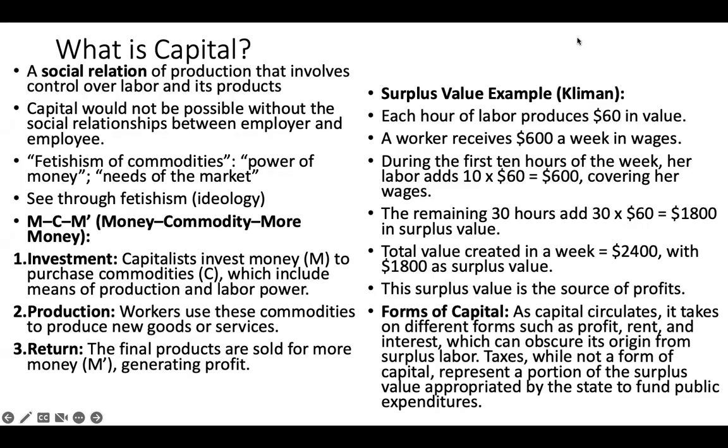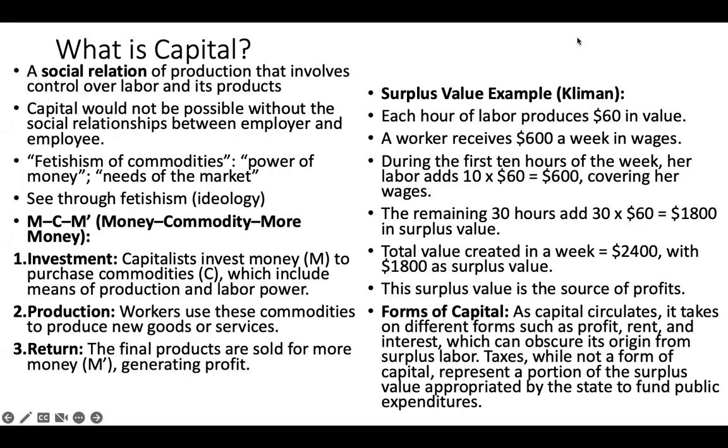But again, he's saying that the creation of capital can only take place under a very specific set of social circumstances, and the social circumstances is basically what I've already outlined prior to this: the alienation of labor, wage labor, production for the market, and things like that. Again, capital would not be possible without the social relationships between employer and employee.